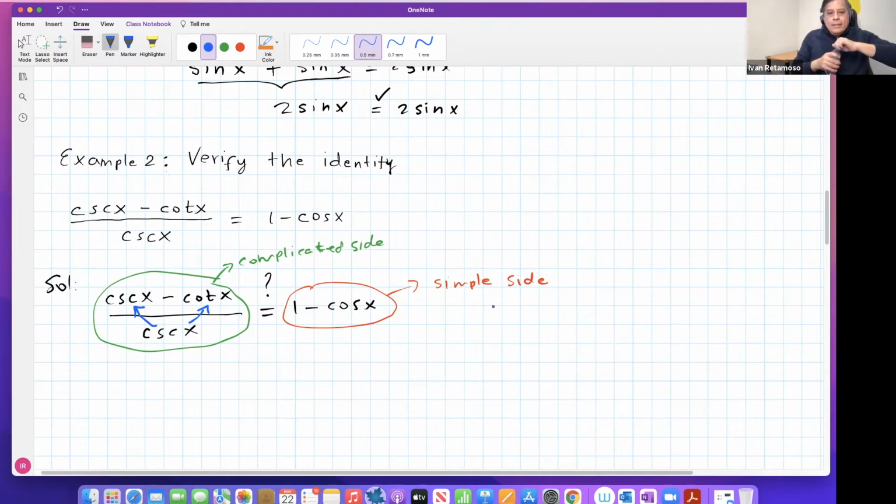Divide cosecant into cotangent. When you divide cosecant by cosecant, that will be just 1, right? They will cancel.